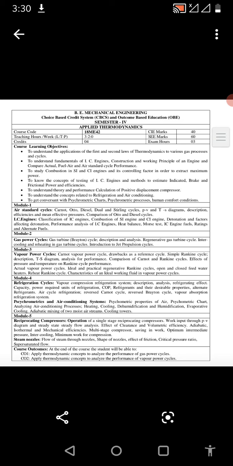So, in this introductory talk we shall discuss the syllabus of applied thermodynamics and its applications. The subject code is 18ME42 and the credits are 4. The CIE, that is continuous internal evaluation, marks are 40 and SEE, semester end examination, marks are 60.